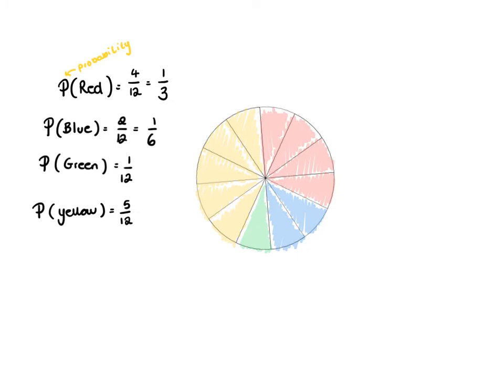Next I'm going to look at the probability of getting 2 or more colours, so the probability of getting red or blue. Now we just add together how many sections, so we've got 6 out of a possible 12, so that's our fraction, and then we can simplify. Now I'm going to do the same for red, blue or green.